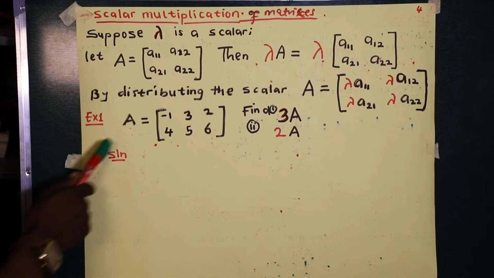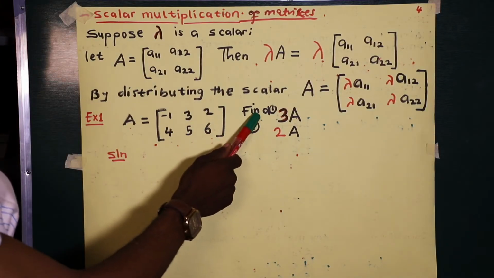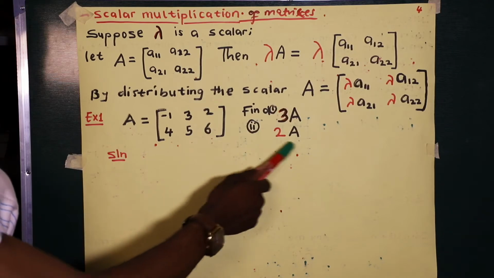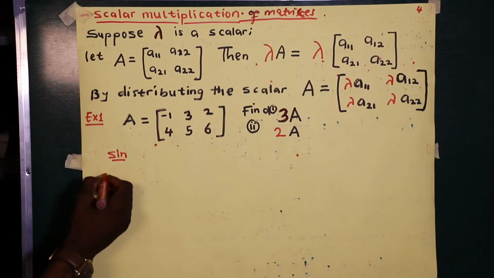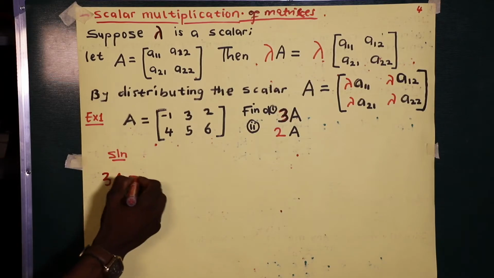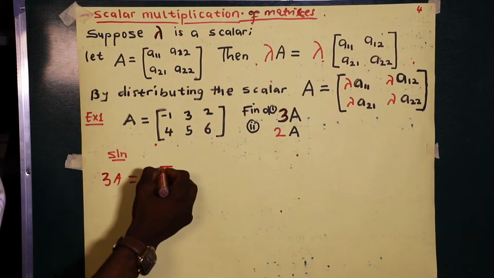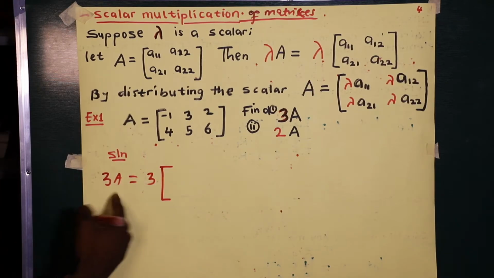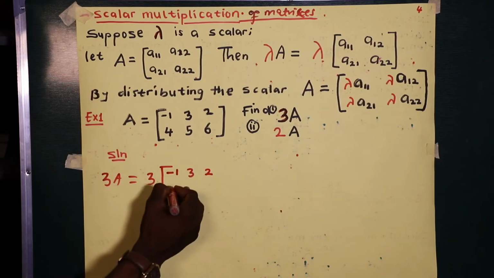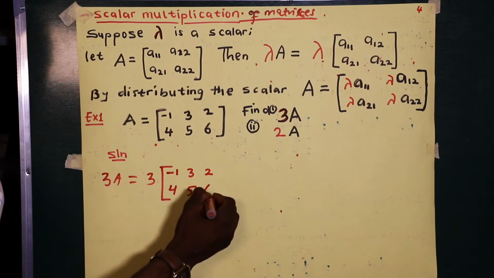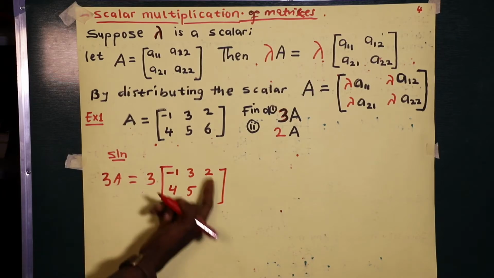Example, let A be this matrix. Then find 3A and 2A. Solution. To find 3A, 3A will be equal to 3, then we write the matrix of A: minus 1, 3, 2, 4, 5, and 6. Then now we distribute 3 to the matrix.